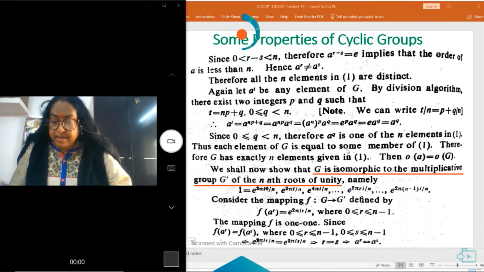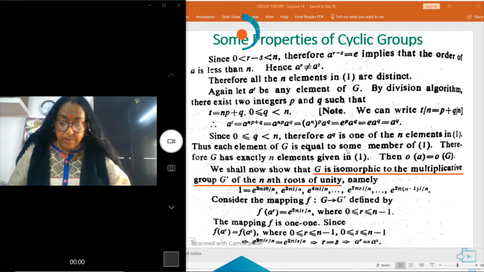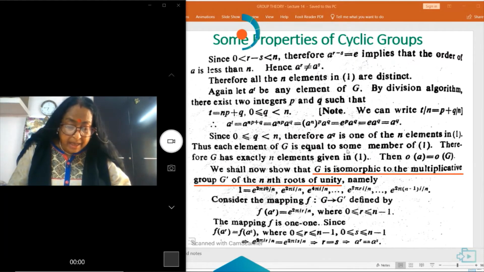Let t be equal to np plus q. a to the power t is equal to a to the power np plus q. This can be written as a to the power n, whole to the power p, times a to the power q. Since a to the power n is equal to e, this is equal to a to the power q. So a to the power q is one of the n elements of A. Hence, G has exactly n elements.